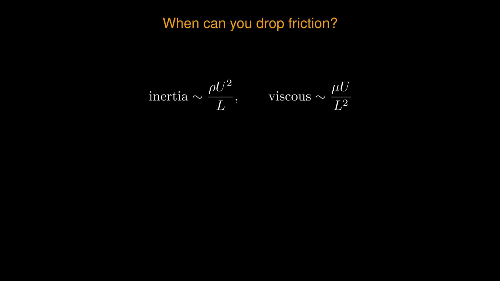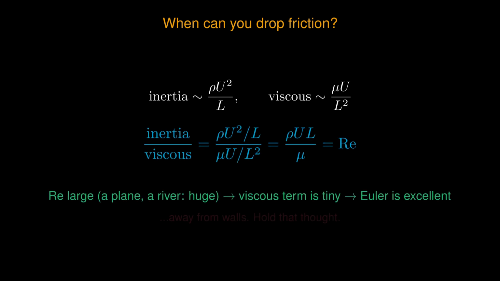Inertia scales like density times velocity squared over a length, the viscous term like viscosity times velocity over length squared. Their ratio is density times velocity times length over viscosity. That's the Reynolds number. When it's large, and for an aircraft or a river it's enormous, the viscous term is tiny next to inertia, and Euler is an excellent approximation. Away from walls at least, hold that thought.